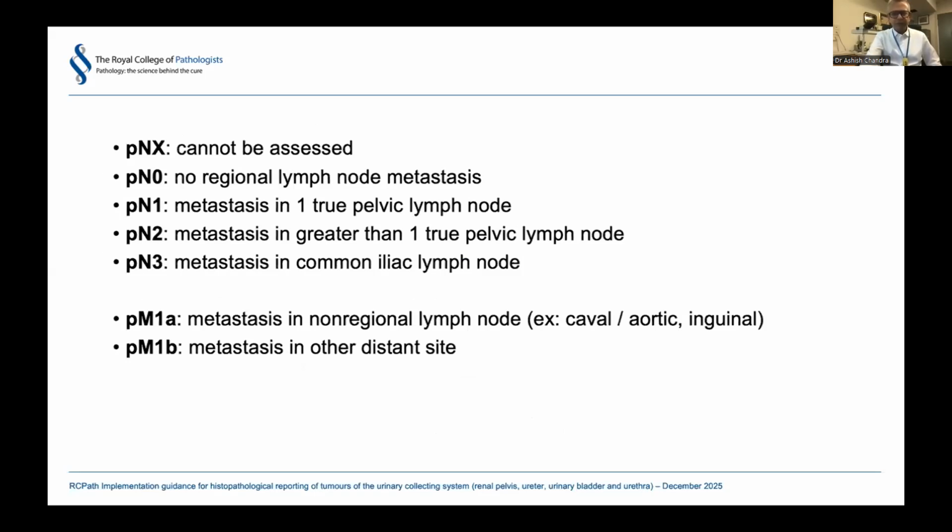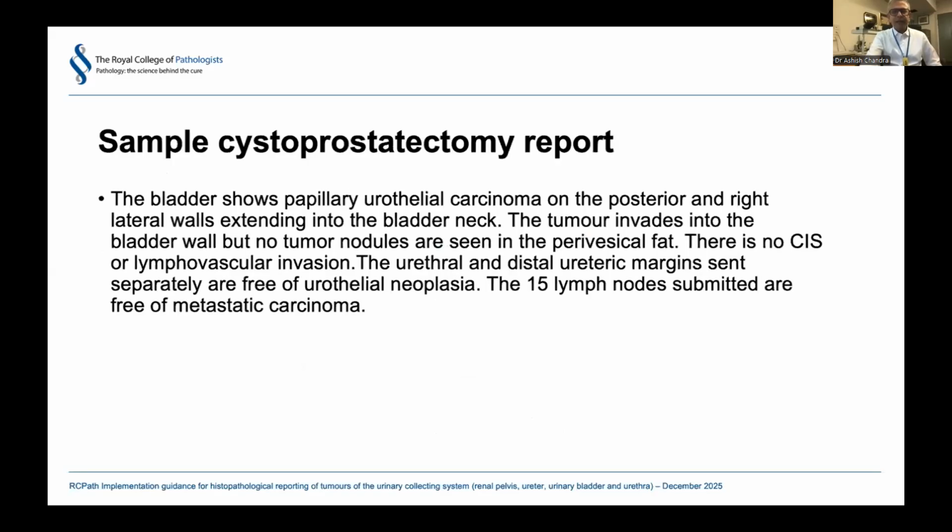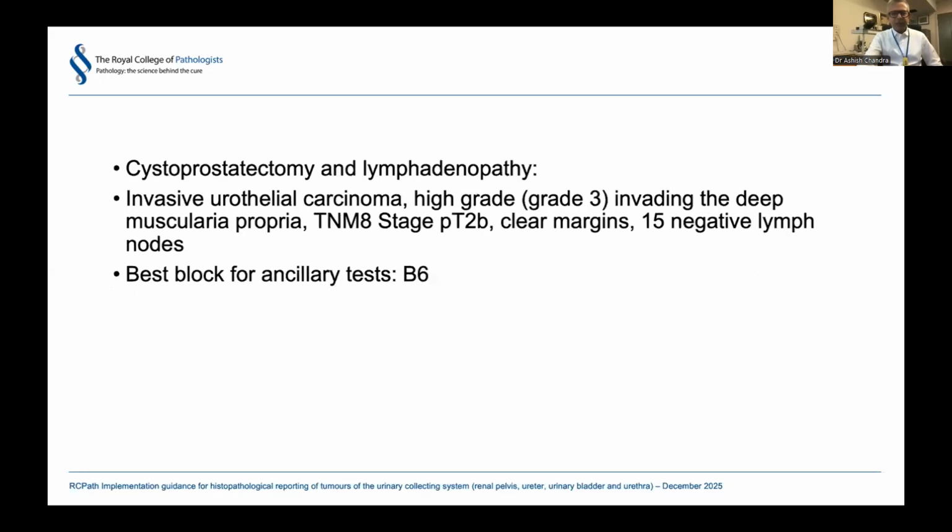Generally, you'll find around 15 lymph nodes in a pelvic dissection, and the surgeons really would like you to find as many as possible, but they generally expect around 15. So this would be a short sample cystoprostatectomy report, which includes all of the key features that you need to include in your report. So it doesn't actually have to be a very long report. And then, of course, the final summary, which is very important. And again, identify the best block for ancillary tests.